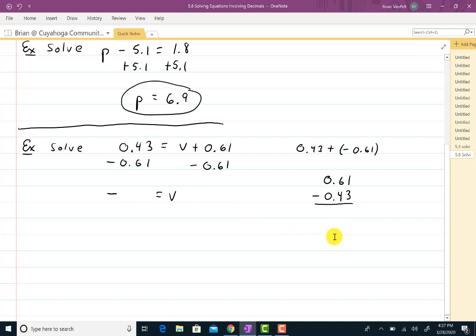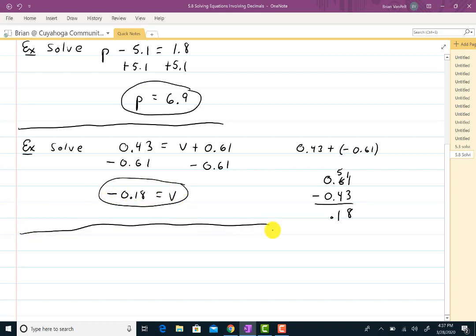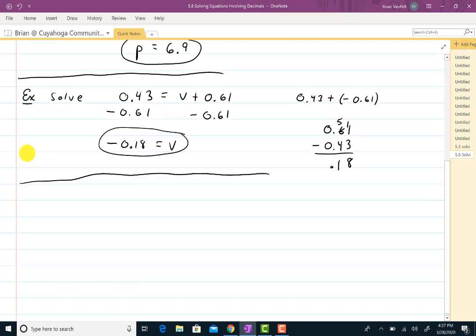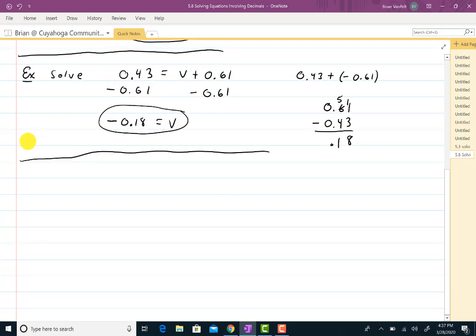So let me go ahead and do my subtraction. I'll take 1 away from the 6 to give me an 11. Minus 3 will be 8. 5 minus 4 will be 1. And it looks like 0.18 is my answer. That takes care of the ones involving addition or subtraction.